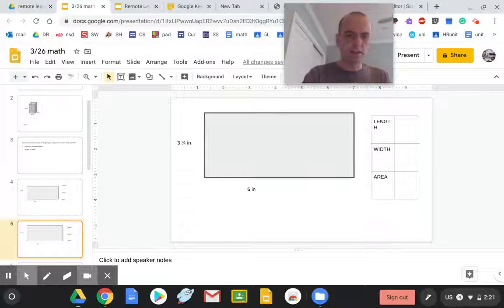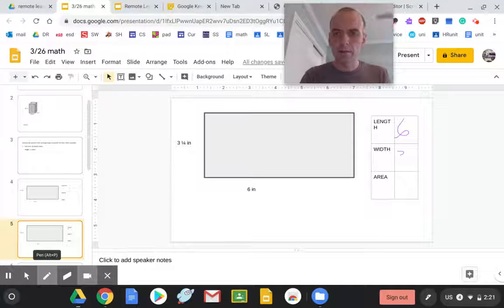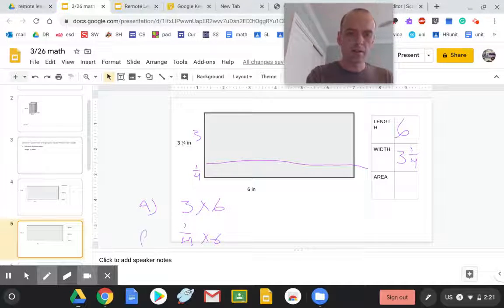Okay, so let's fill out our length, our width, and find the area. So our length here is 6. Our width is 3 1/4. Okay, so it'd be like this, 3 1/4. So we are going to do 3 times 6 and 1/4 times 6. See, I'm just splitting it into 2 parts, A and B. So 3 times 6 is 18 inches squared.